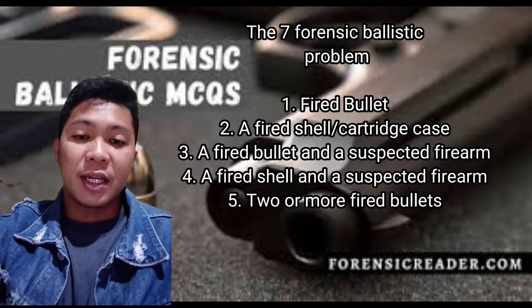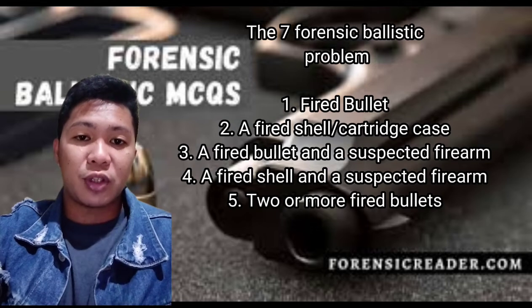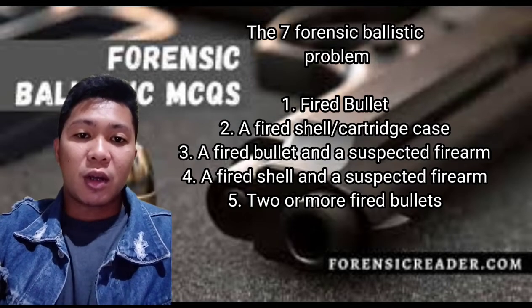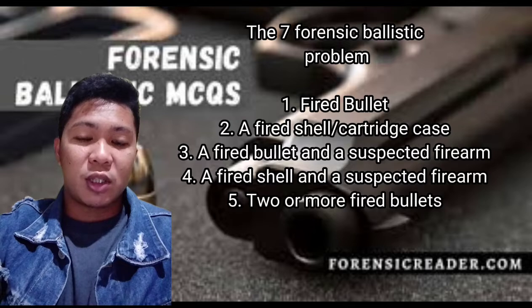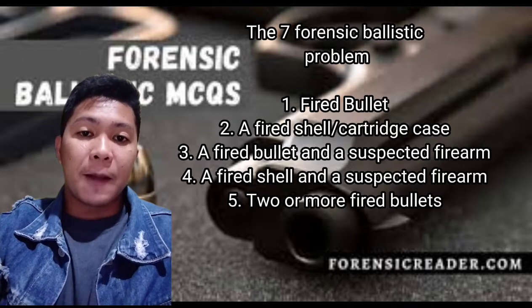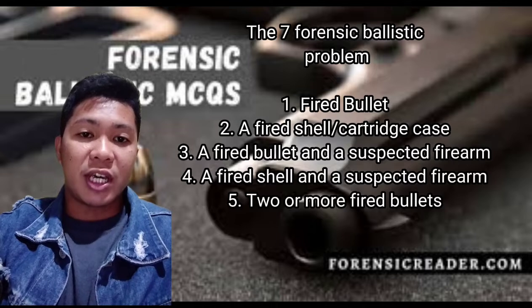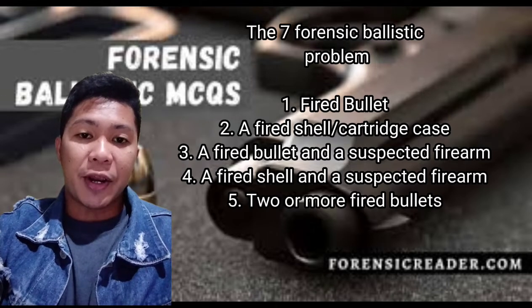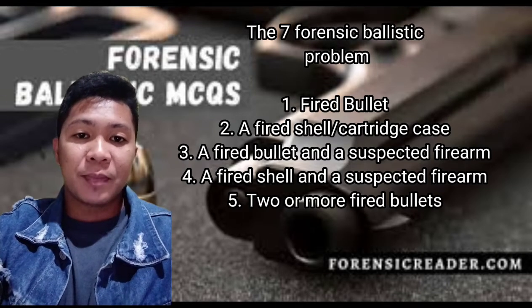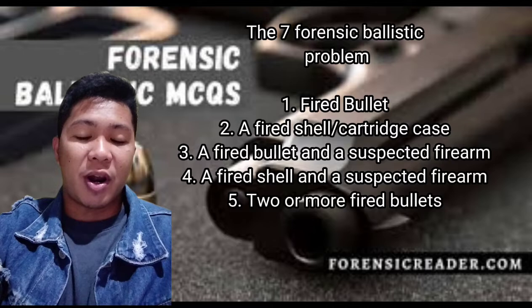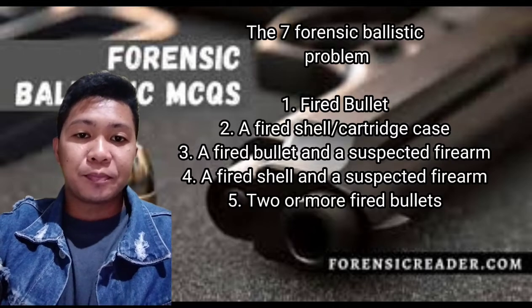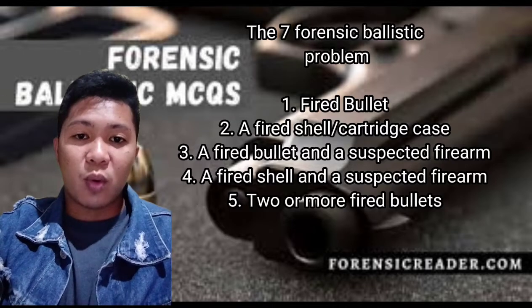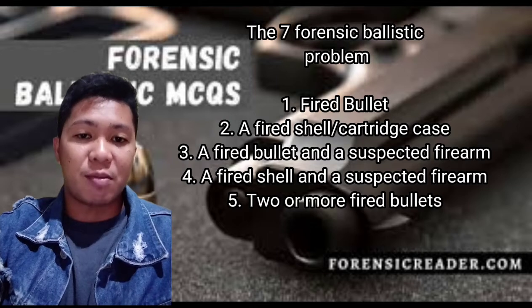Number 1, the fired bullet, to determine the caliber, type, and make of the firearm from which it was fired. Number 2 is the fired shell or cartridge case, to determine the caliber, type, and make of the firearm from which it was fired. Number 3, a fired bullet and a suspected firearm, to determine whether or not the fired bullet was fired from the suspected firearm.